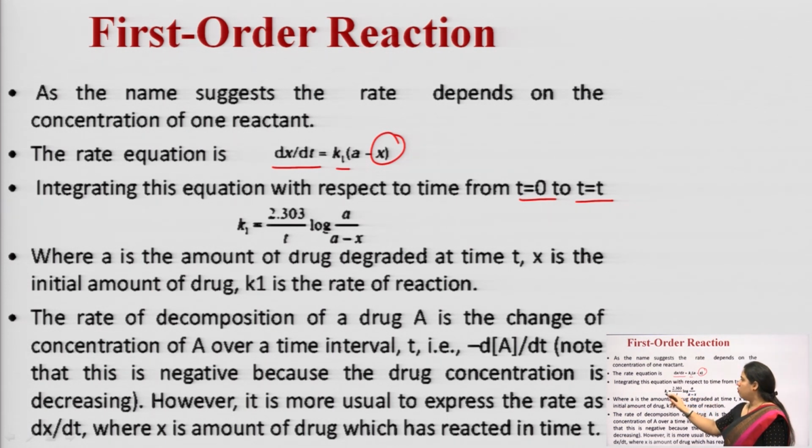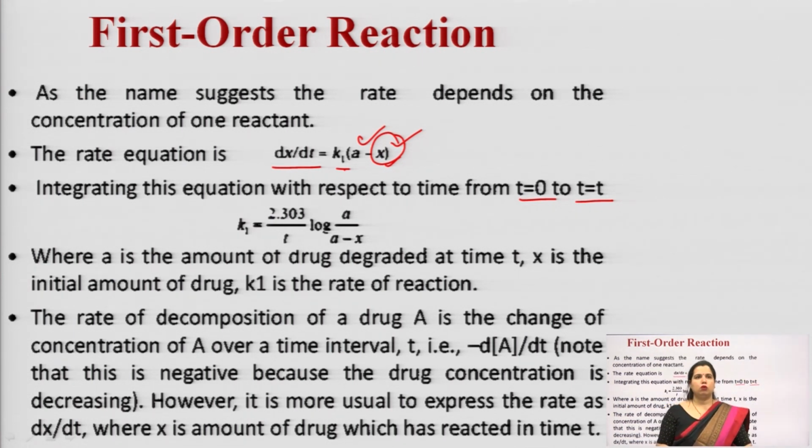So, this equation will be followed: K1 equals 2.303 divided by t times log A divided by (A minus x), where A is the initial amount of drug, x is the amount of drug degraded at time t, and K1 is the rate constant of the reaction. So, it is the initial concentration and the degraded concentration at time t. This is how we can calculate the reactant's concentration changing or degrading during the reaction.